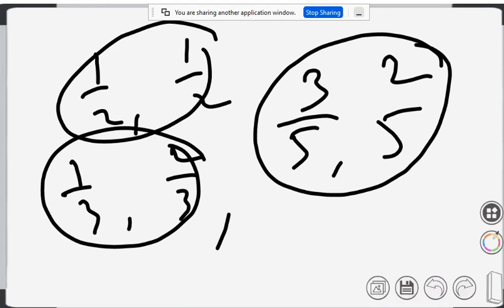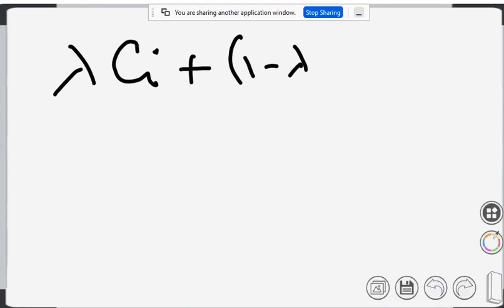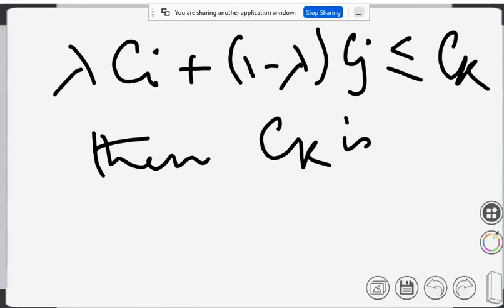Now remember, that is for rows. For columns, it is a little different. For columns, please write: if lambda ci plus 1 minus lambda cj is less than or equal to ck, then ck is dropped. C means column, the ith column and jth column. If a convex combination of the ith column and jth column is less than any other column, then the bigger column is dropped.